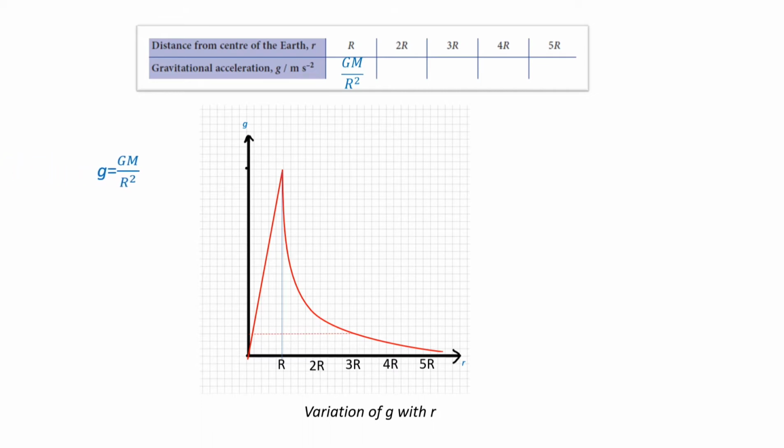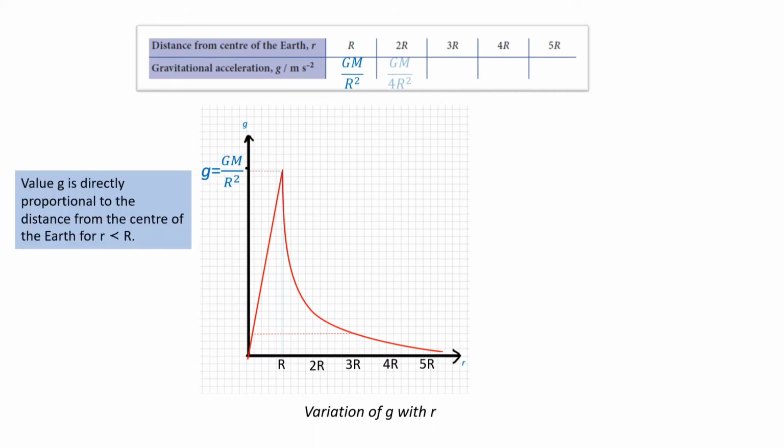This is the maximum value of g, the gravitational acceleration, when the distance is r. Here we see the value of gravitational acceleration is directly proportional to the distance from the center of the Earth for r less than capital R, for radius less than R. And then we plot the graph.